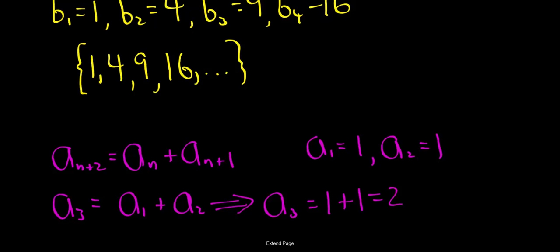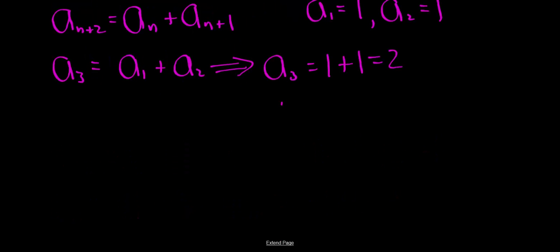So you can see that we're starting to be able to generate some terms. Notice that the first term, a sub 1, is 1, a sub 2 is 1, and then a sub 3 is 2. There we go, a 2.